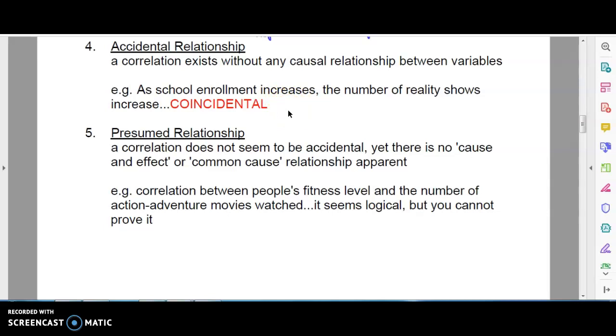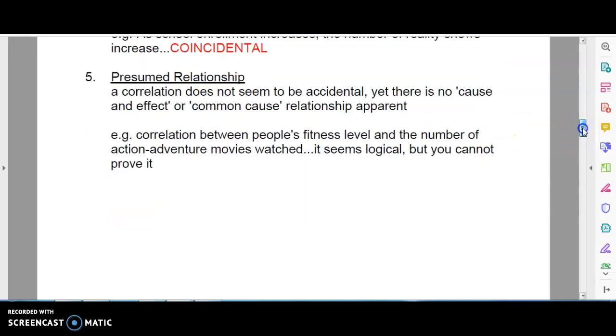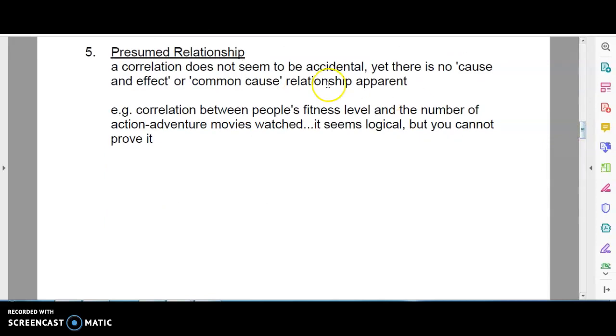Okay. Last one is presumed relationships. So a correlation does not seem to be accidental, yet there is no cause and effect or common cause relationship apparent. Okay, so in this case, we have an example: correlation between people's fitness level and the number of action-adventure movies watched. Seems logical. So what they're getting at here is, we can assume that people that are more fit are more likely to watch action-adventure movies. Okay, so we're assuming that's the case.